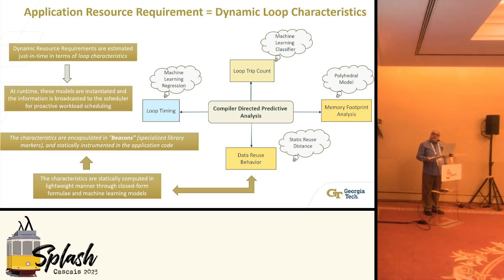The beacons library then sends all this to the scheduler. The scheduler finds out what is going on in the multi-core system in terms of resource allocation done to different processes, where they are, what kind of footprints they have, what kind of timings they have, and then based on that, it decides the scheduling decisions, and we'll come to that part.